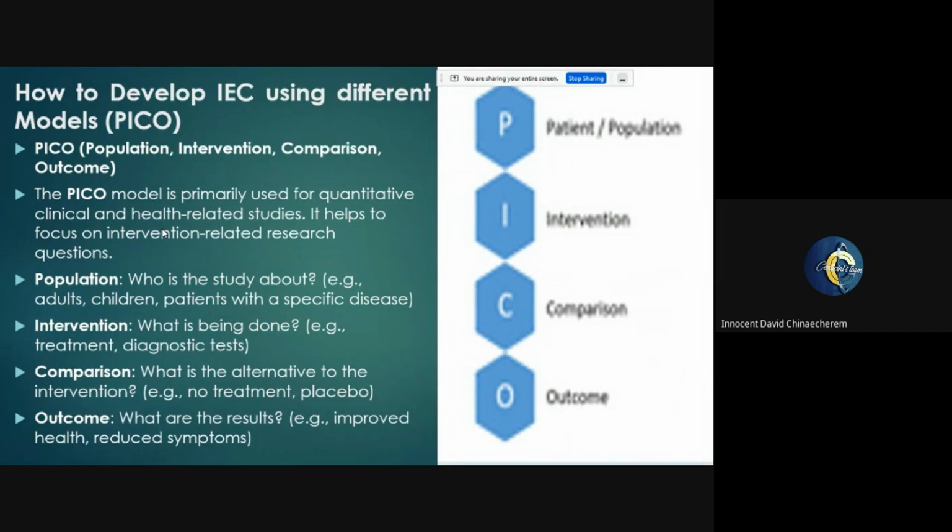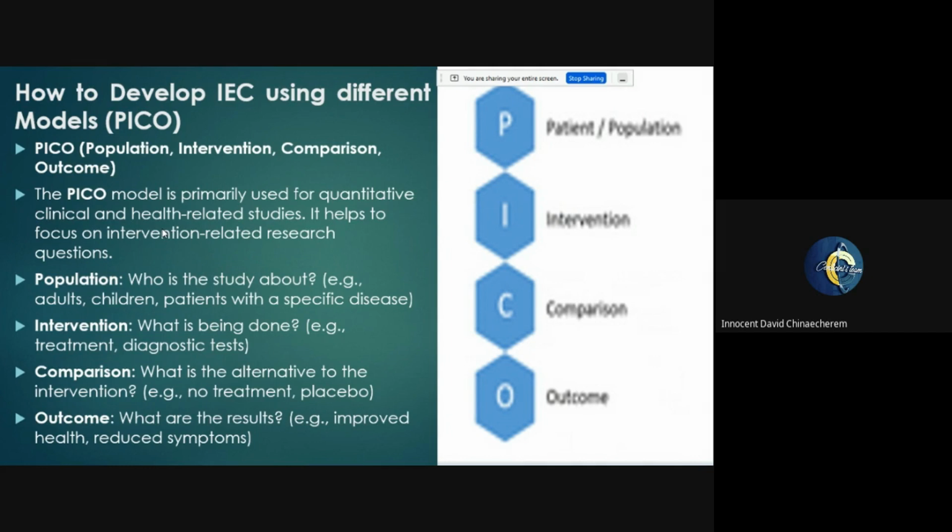Now the question is, how can we develop our inclusion and exclusion criteria, right? We have diverse methods, models, and frameworks that we use in formulating our inclusion criteria and exclusion criteria as well. We can also refer to this inclusion and exclusion criteria as what we call eligibility criteria. Right? So it's technically the same thing, eligibility criteria.